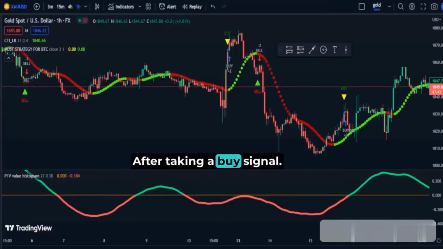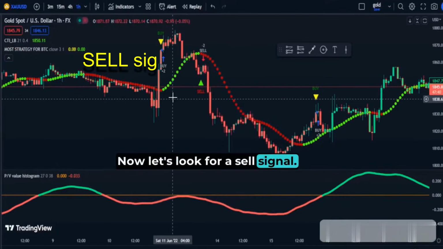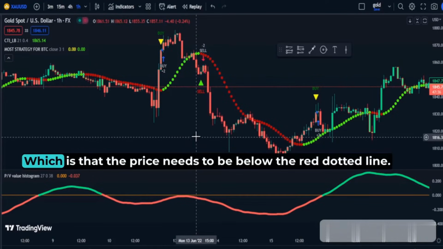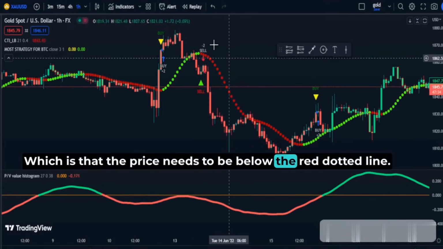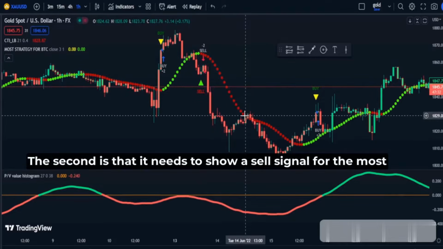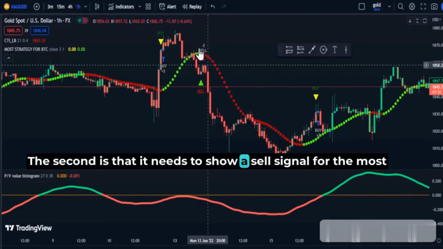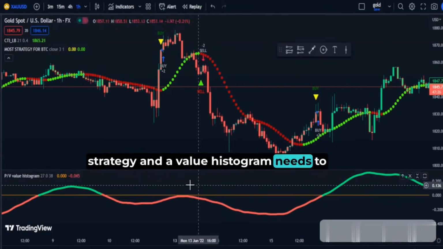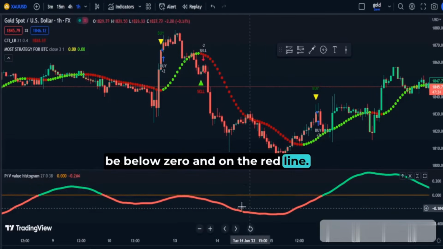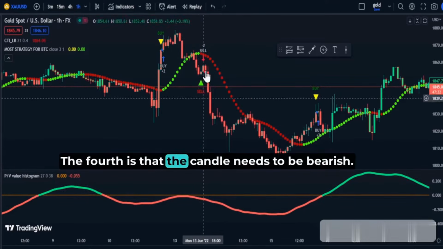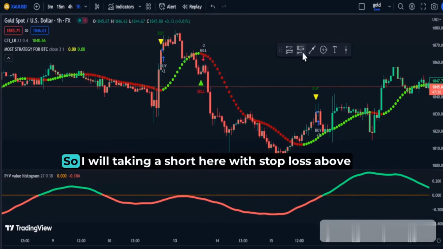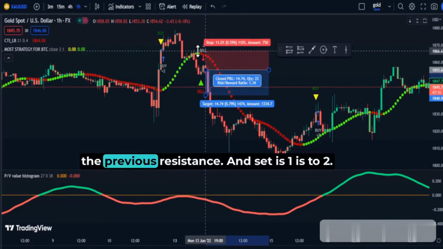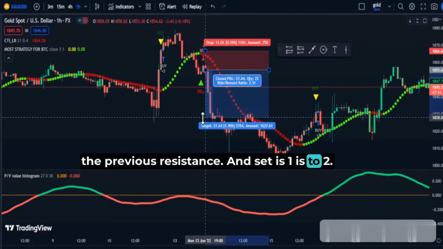After taking a buy signal, now let's look for a sell signal. For a sell signal, there are also 4 conditions to follow. First is that the price needs to be below the red dotted line. The second is that it needs to show a sell signal for the MOST strategy, and the value histogram needs to be below 0 and in a red area. The fourth is that the candle needs to be bearish. So I will be taking a short here with a stop loss above the previous resistance and a target of 1:2.